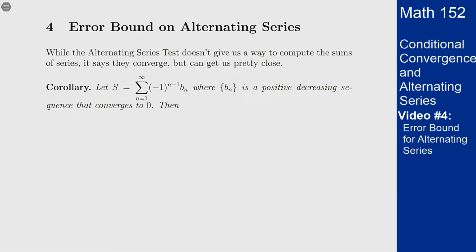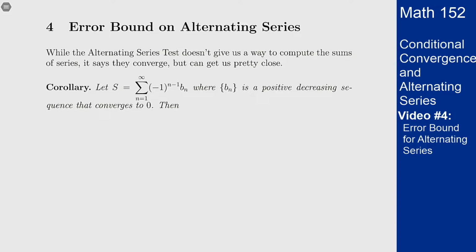In this video, we'll talk about the error bound on alternating series. The alternating series test will only tell us that an alternating series converges. It does not tell us what this series converges to, which is an important thing to know about this test. Even though you might know it converges, you don't know what that limit actually is.